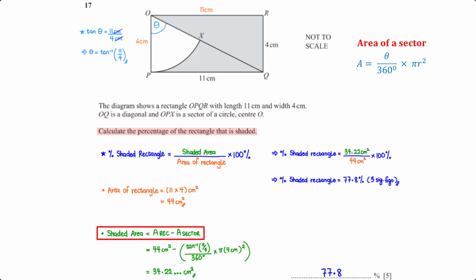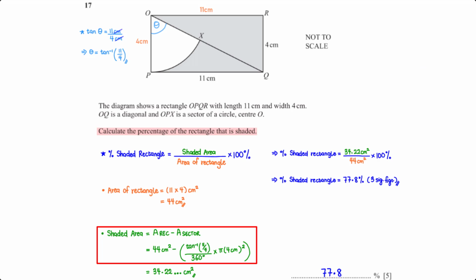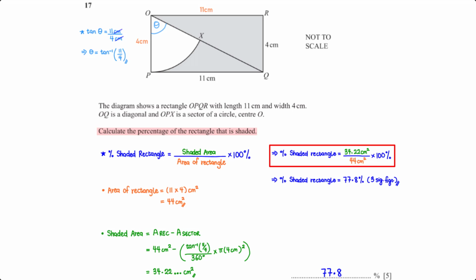The area of the sector is theta over 360 degrees times pi r squared, where we found theta to be tan inverse of 11 over 4, and we know the radius r is 4 centimeters. We've already found the area of the rectangle as 44 centimeters squared. When we type this into the calculator, we get 34.22 centimeters squared.